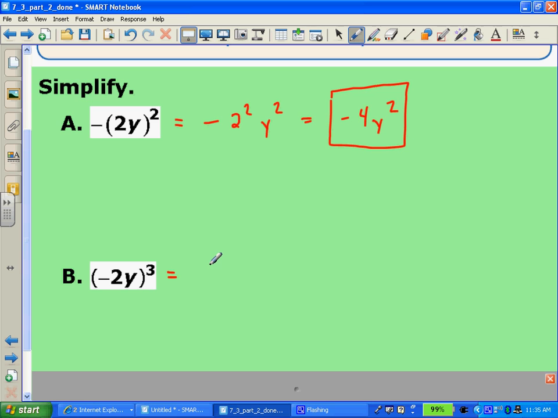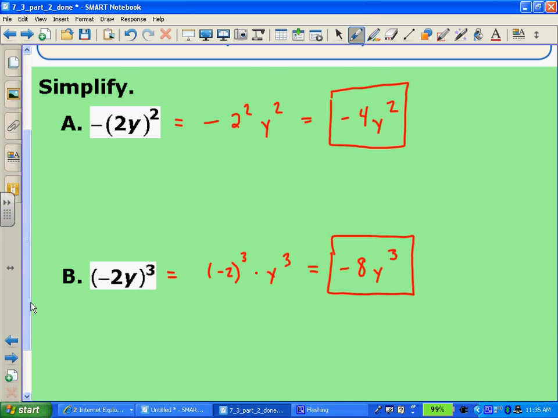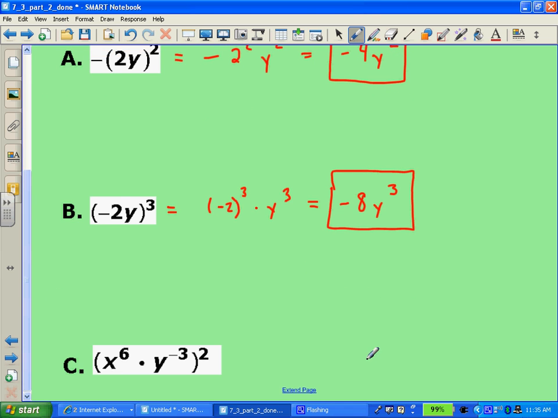And now in this one, my negative sign is in the parentheses. Okay, so that makes a little bit of a difference here. Negative 2 to the third. I'm going to put that in parentheses so I know that the negative sign comes with it. And then I got y to the third. Now negative 2 to the third is negative 8. Again, that's a pretty easy one, so I go ahead and figure that out. Negative 8 y to the third would be my answer there.